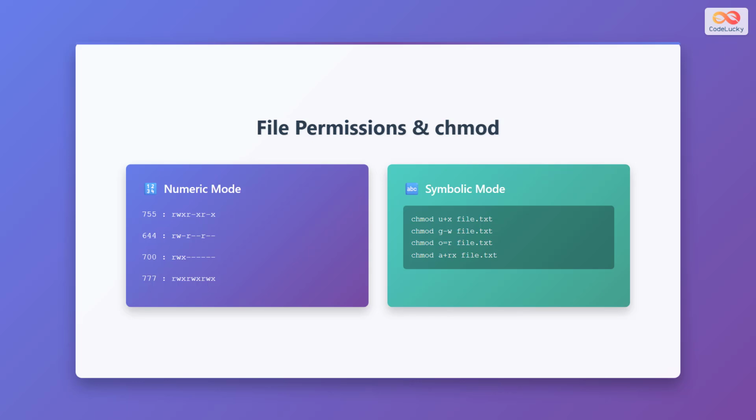Symbolic mode uses letters: u for user, g for group, o for others, and a for all. Examples include chmod u+x to add execute permission for the user, chmod g-w to remove write permission from the group, and chmod o=r to set only read permission for others. Understanding permissions is crucial for system security and proper file access control.